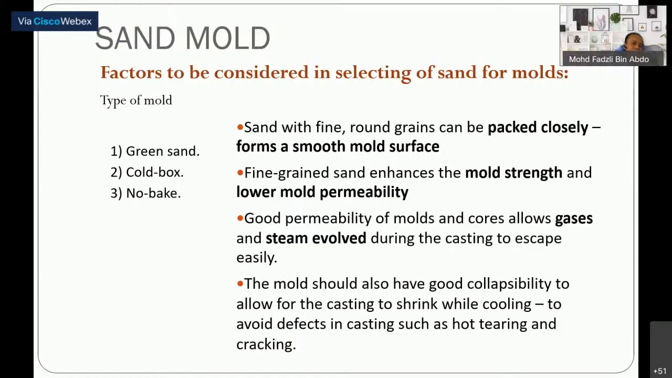Okay. Good permeability of the mold and core allow gases and steam evolve during the casting to escape easily. Maksudnya bila permeability ada, kita senang membuangkan gas-gas yang ada, so dia tak ada bubble nanti. The mold should also have a good collapsibility to allow for the casting to shrink while cooling. Okay, to avoid defects in casting such as hot shearing dan juga cracking.